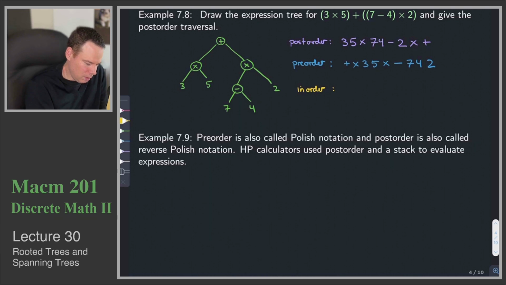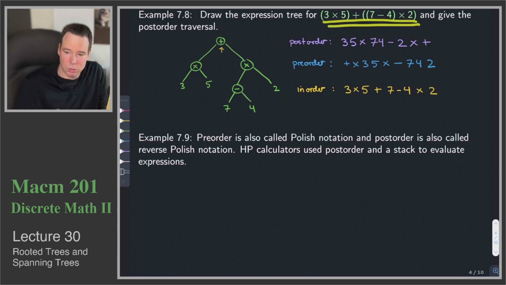And so we'd visit the left tree first. To do that, we would visit the 3, and then we'd visit the root, and then the 5. So in order would be visit 3, then the root, then the 5, then we'd visit the root, which is up here now, and then we'd visit the subtree on the right. The way we'd visit the subtree on the right is in order. So we'd visit the left subtree, the root, then the right subtree. So this means I would visit 7, then the subtraction, then the 4, then the multiplication, then the 2. And so what we see is that in order is precisely our original expression, just without the parentheses.